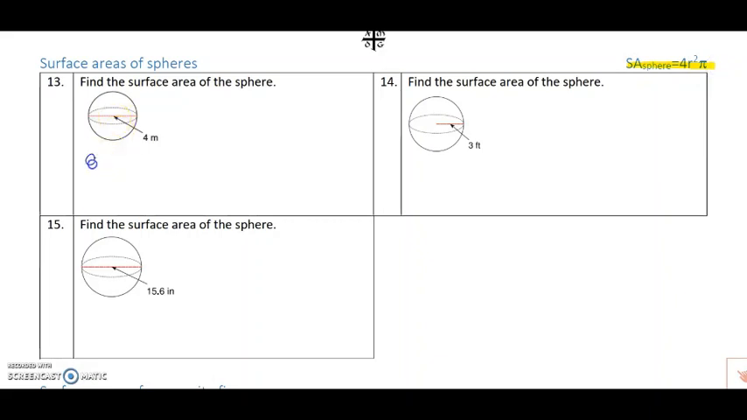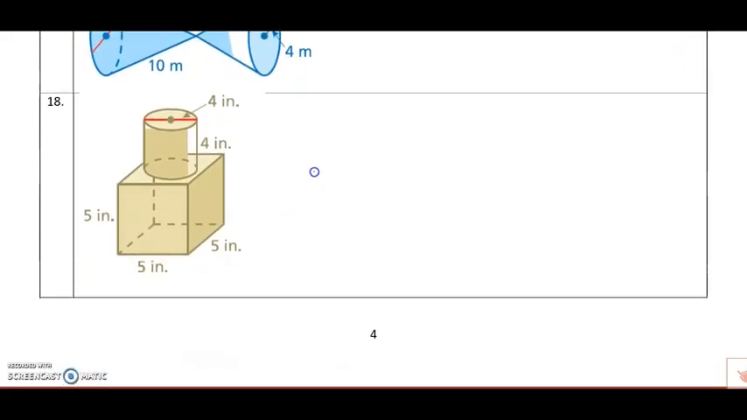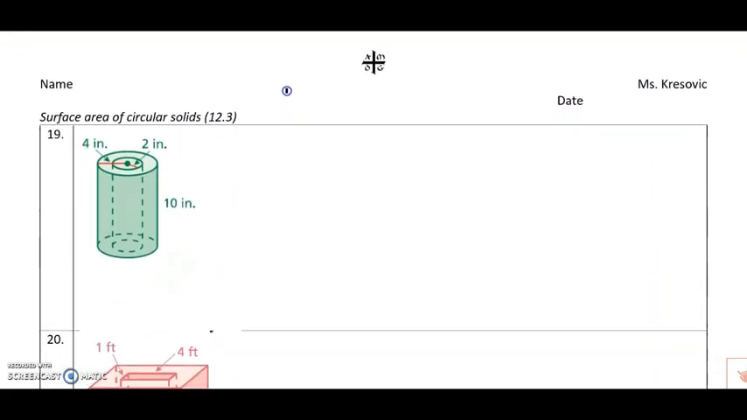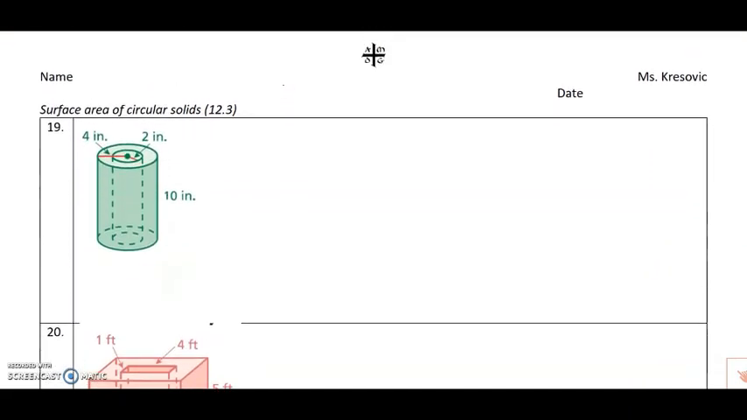The surface area of a sphere is found by 4 r squared pi. The radius is half the diameter. If the diameter is 4, that means the radius is 2. So the surface area of this sphere is 4 times 2 squared pi. 2 squared is 4. 4 times 4 is 16. This is 16 pi.